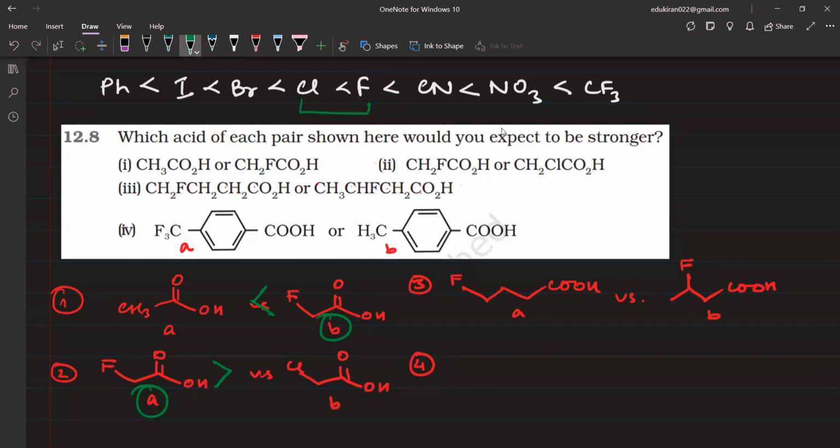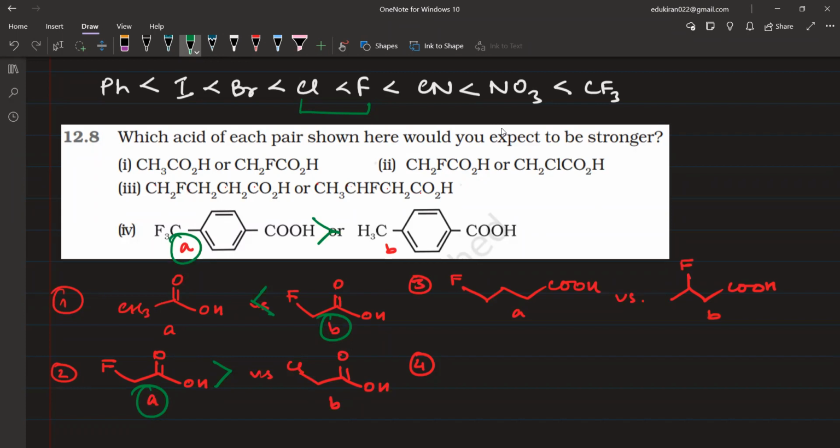Now, fourth case, same thing. Here you have it in the para position. So you can see the para position. However, here you are going to just use the plus I and minus I because CF3 is not going to have any plus M or minus M effect. Okay, so CF3 is going to be most acidic in this case. That is A. This is most acidic because CH3 is not an electron withdrawing group.